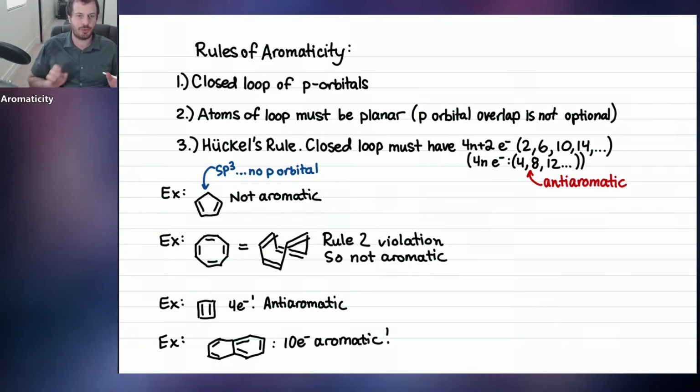Now I want to show you a cool little trick to draw the molecular orbitals of compounds like this, and it's called the Frost circle. The nice thing about the Frost circle is that when you draw it, it will also allow you to predict aromatic or anti-aromatic using this diagram. This is called the Frost circle.